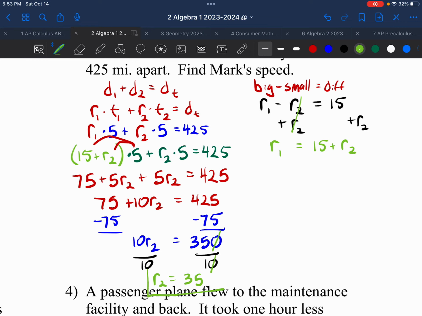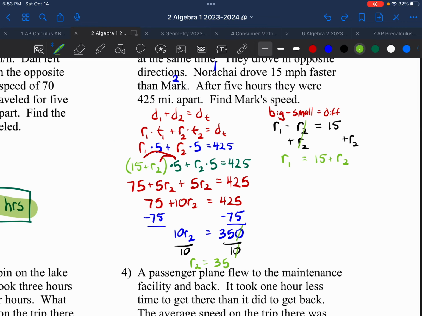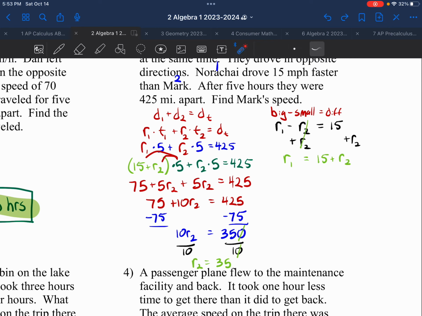So don't box your final answer. That's not your final answer. Don't box this interpretation because we haven't actually interpreted the full problem yet. So what is R2? R2 is talking about Mark, because Mark is 2, and R is a rate or a speed. It is Mark's speed.